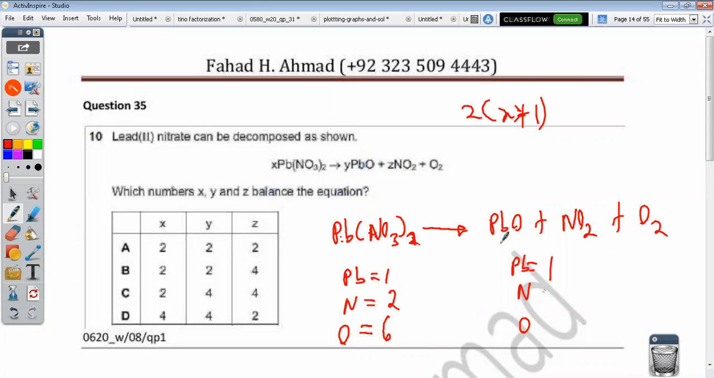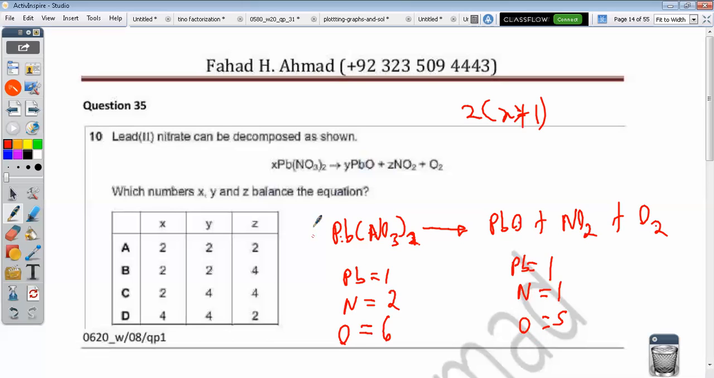Well, it's not a balanced side anyway. How many nitrogens? I only have one here. How many oxygens? Can someone tell me your opposite? Two plus one, five. Cheza, it's not making sense.